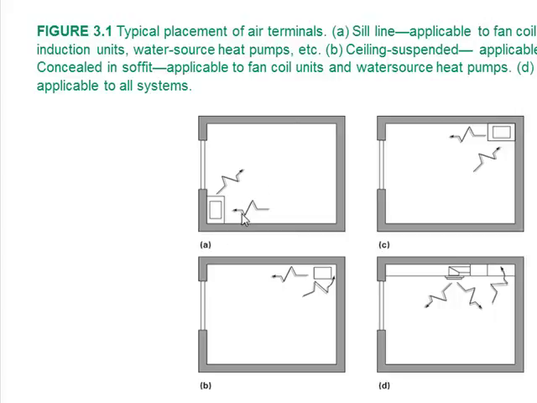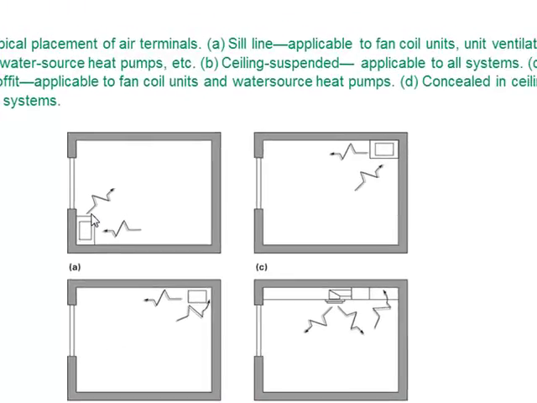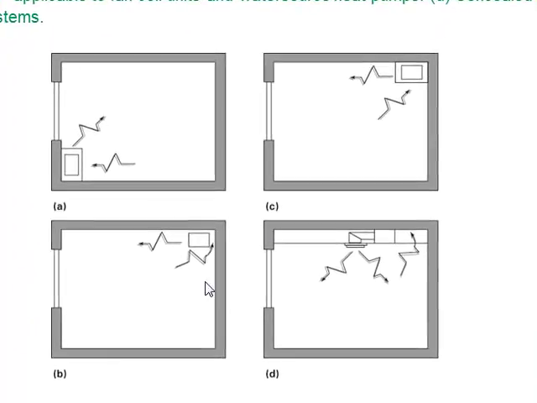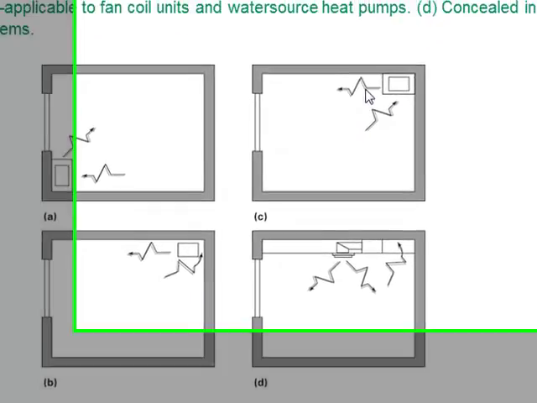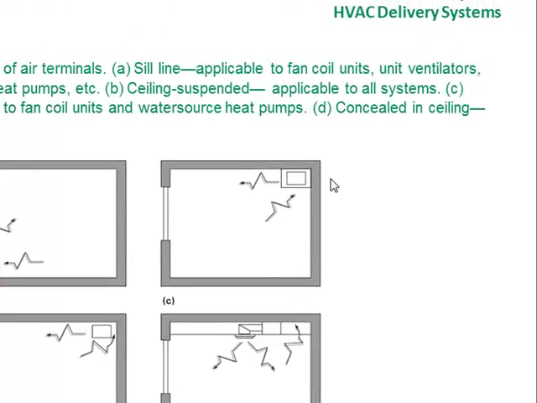So sometimes you have air terminals at the sill line below the window. Sometimes you have them suspended from the ceiling. Sometimes, or that's this one down here. And sometimes you have them concealed or in a soffit.